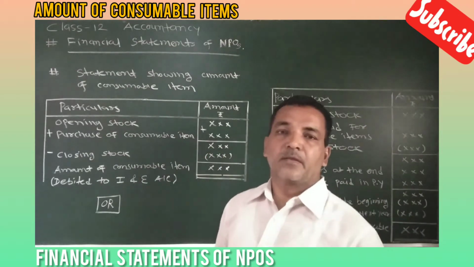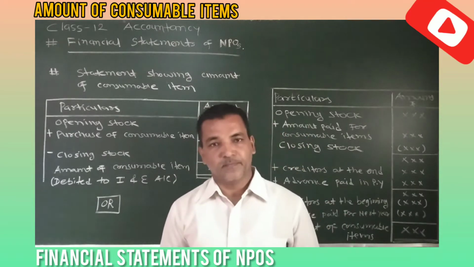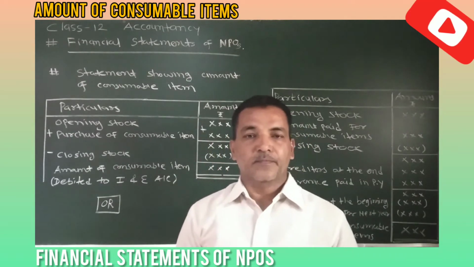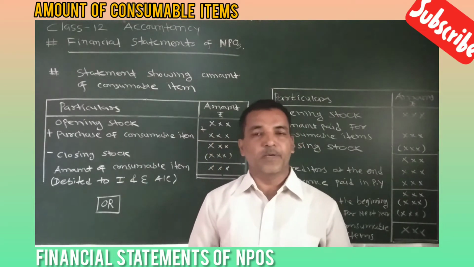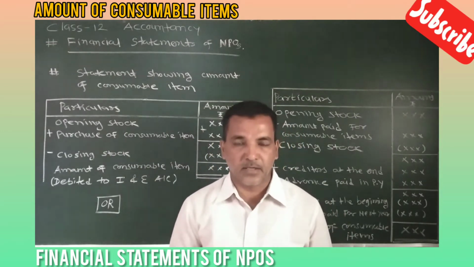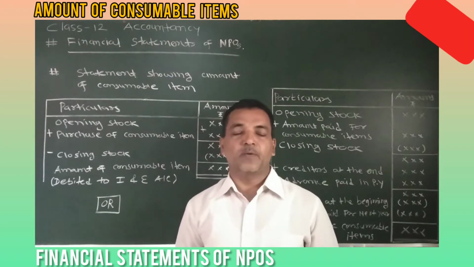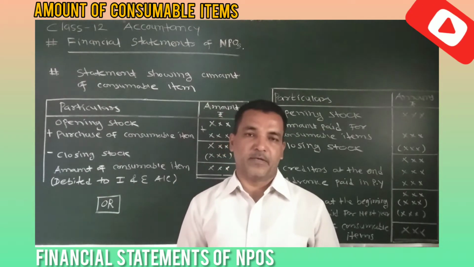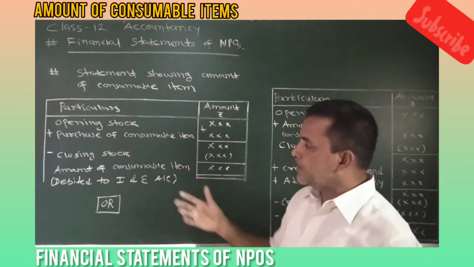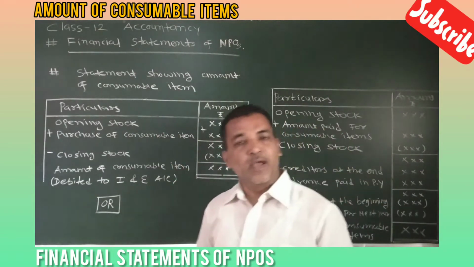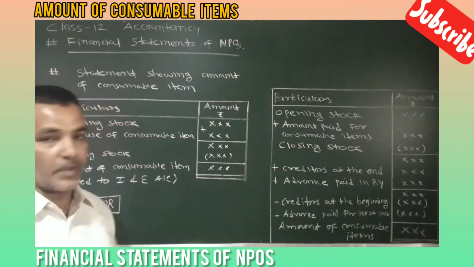Now many times in the question credit purchase is not given, and you are given the information about creditors. Opening creditors and closing creditors are given in the question, and you are given advance paid to creditors, opening and closing. In that case, this statement will be extended and it can be prepared in this way.